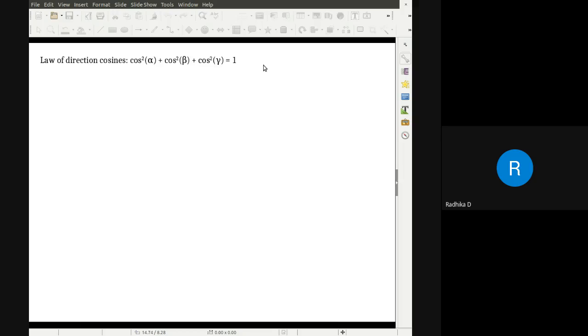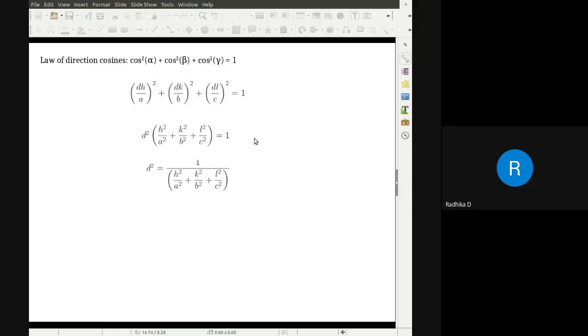After this, you should know this expression, that is called the law of direction cosines. Cos square alpha plus cos square beta plus cos square gamma is equal to 1. Substitute, you will get it like this: dh by a the whole square plus dk by b the whole square plus dl by c the whole square is equal to 1. d square is common, take out d square. In bracket, you will get h square by a square plus k square by b square plus l square by c square is equal to 1.